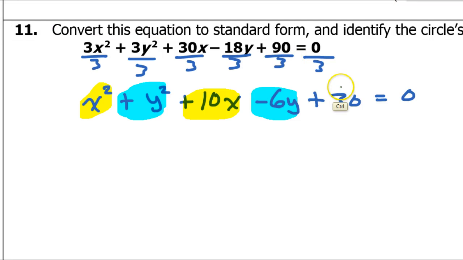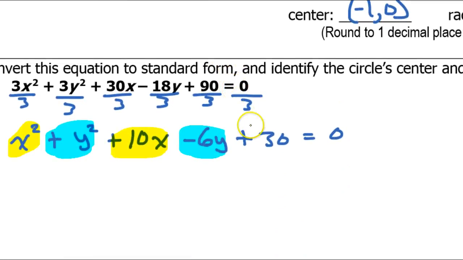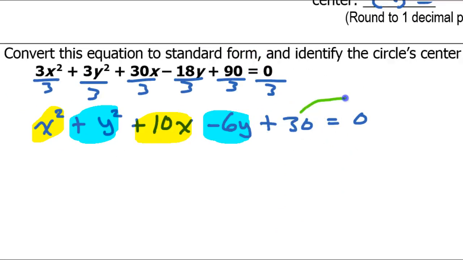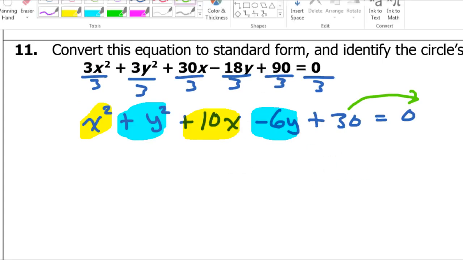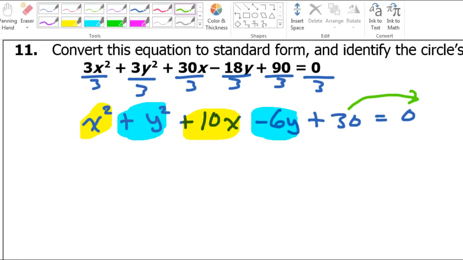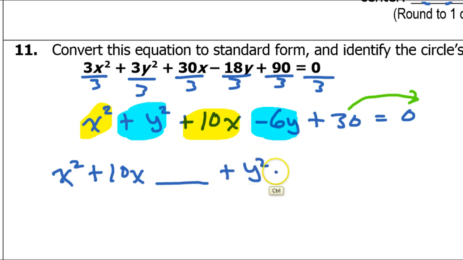Also, this 30, on the last problem, the constant was already on the other side of the equation. Okay, so on this problem, I'm going to have to take that 30 and move it out of the way. Okay, so that's what I'm going to do right now. So I'm going to end up with x squared plus 10x, all right, I'm writing these side by side, leave a space, plus y squared minus 6y, I wrote the blue one side by side, all right, leave a space. This is going to equal negative 30, because I subtracted 30 from both sides.